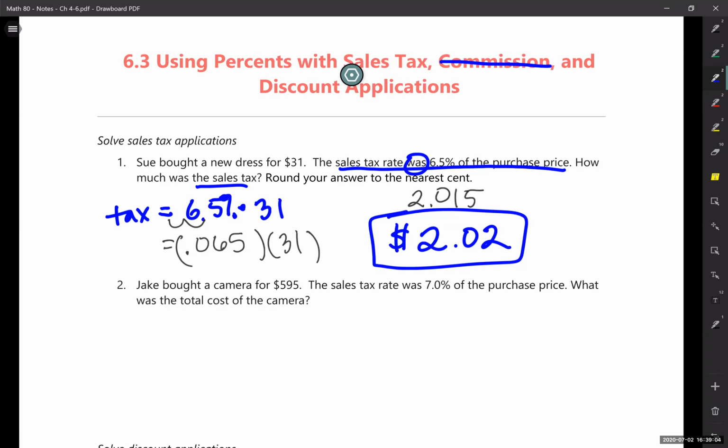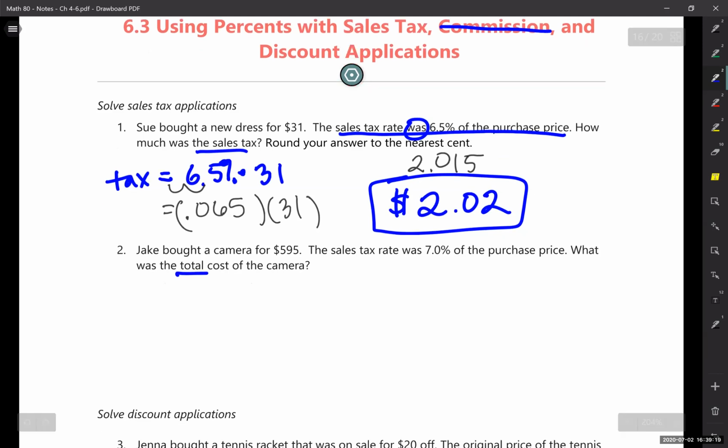Now, if I wanted to know the total, everyone's gotten a receipt before. You've seen your subtotal is all the items you bought, and then the total is your items plus the tax. So number 2, we're finding the total. First we need to find the tax, and then we will add them together to find the total.